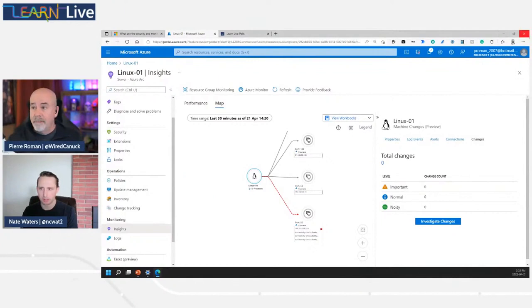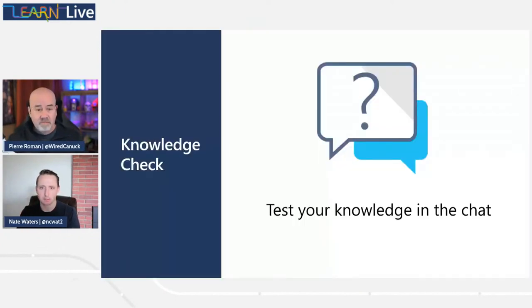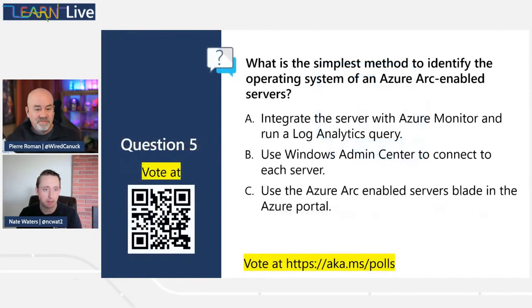Absolutely. Well, I think, Laurent, we can go back to my slides, because that brings us to the end and into our final knowledge check. Let's check in on what we learned and how we're doing. What's the simplest method to identify the operating system of an Azure Arc-enabled server? We can integrate the server with Monitor and run a Log Analytics query, we can use Windows Admin Center to connect to each server, or we can use the Arc-enabled servers blade in the Azure portal.